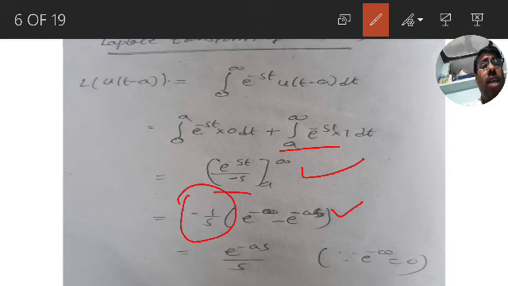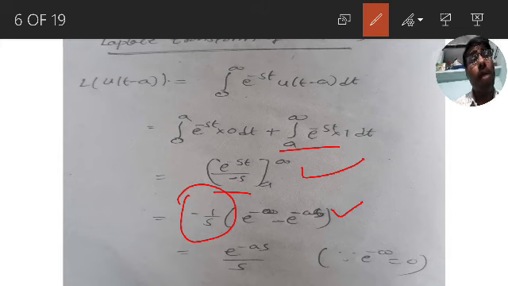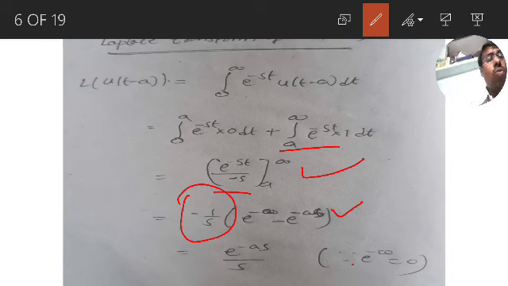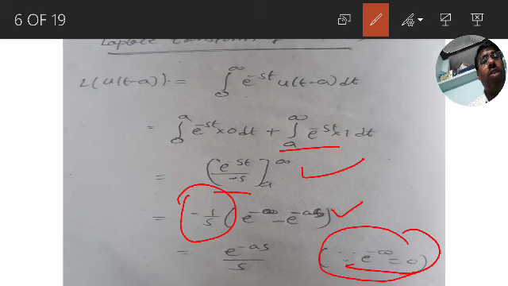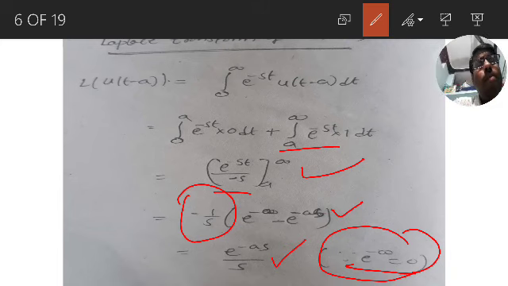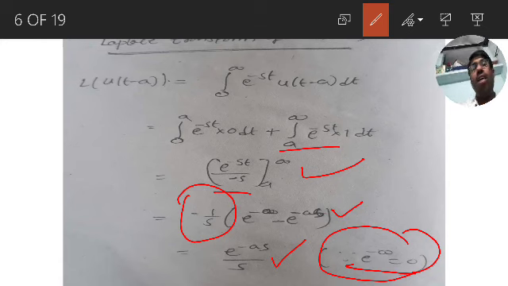What is e power of infinity? It is infinity. Therefore, e power of minus infinity, which means 1 by e power of infinity, that is 1 by infinity, becomes 0. So with e power of minus infinity being 0, the answer is e power of minus as by s. This e power of minus as by s is our Laplace transform of the unit step function given previously for 5 marks. Are you able to get it?